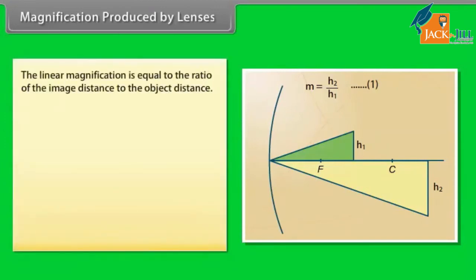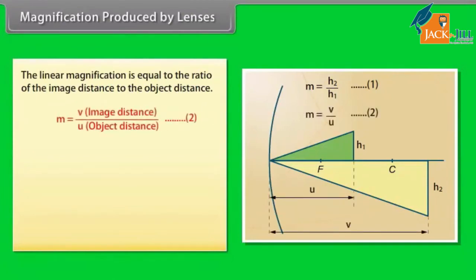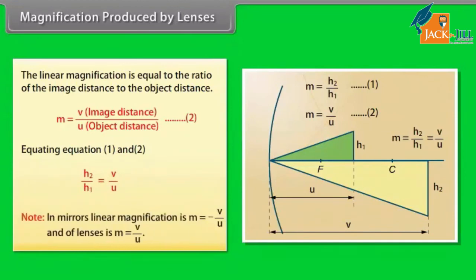The linear magnification is equal to the ratio of the image distance to the object distance. M is equal to V, image distance, upon U, object distance, which is equation 2. Equating equation 1 and 2, h2 upon h1 is equal to V upon U. Note, in mirrors, linear magnification is M is equal to minus V upon U, and of lenses is M is equal to V upon U.